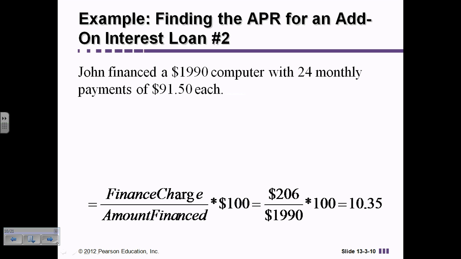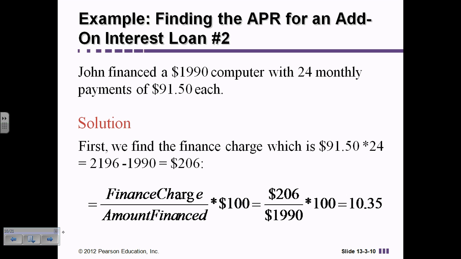Okay, so let's look at another one. John is financing a $1,990 computer with 24 monthly payments of $91.50 each. Now this time I don't know the finance charge, so I have to calculate the finance charge. So to do that, it's $91.50 each for 24 months, which is $2,196, minus the $1,990 that I borrowed is $206 in finance charge.